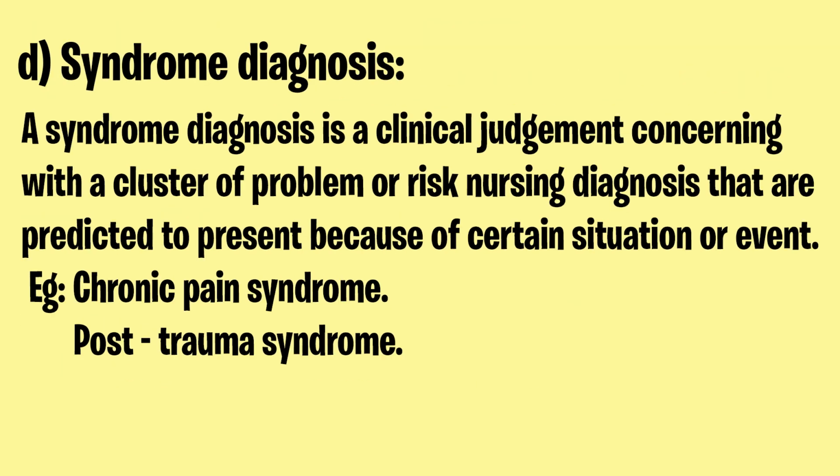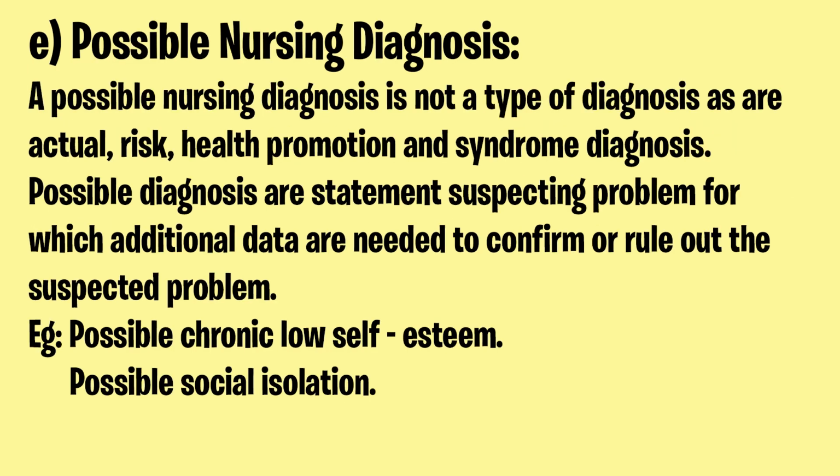Next one is syndrome diagnosis. It is explained with a cluster of problems. Example, chronic pain syndrome, post-trauma syndrome. Finally, possible nursing diagnosis. This diagnosis is not like the other types of diagnosis, but it needs a lot of supporting evidence or diagnostic data to confirm the problem. Example, possible chronic low self-esteem and possible social isolation.